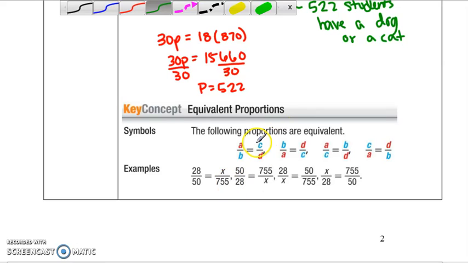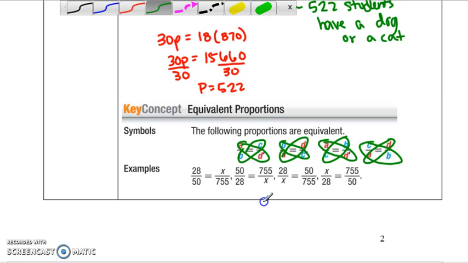So here again, AD is going to equal BC, BC is going to equal AD, kind of our cross products there for equivalent proportions.